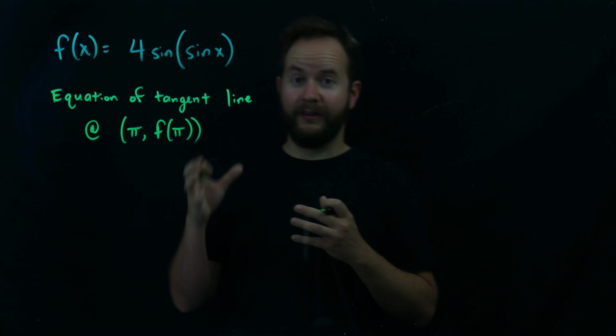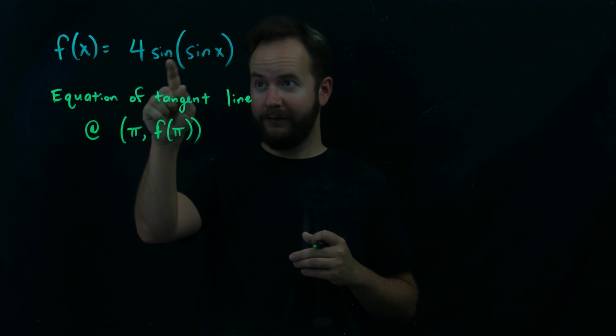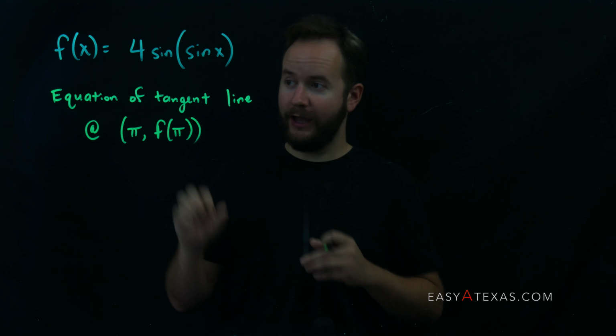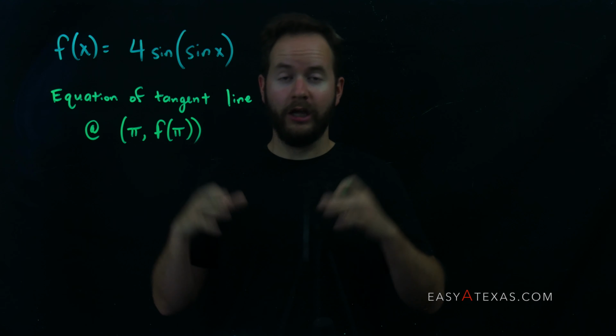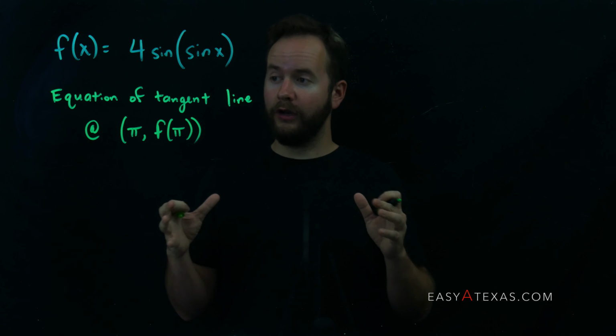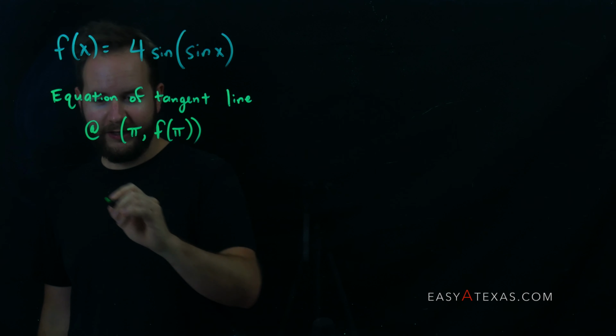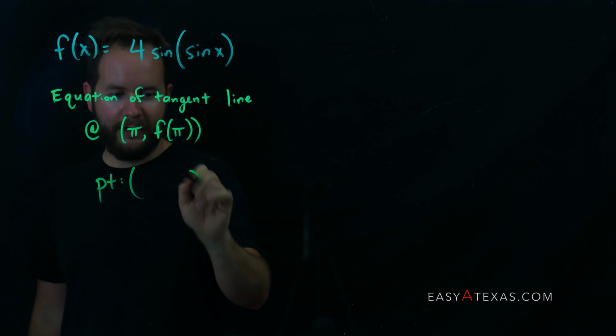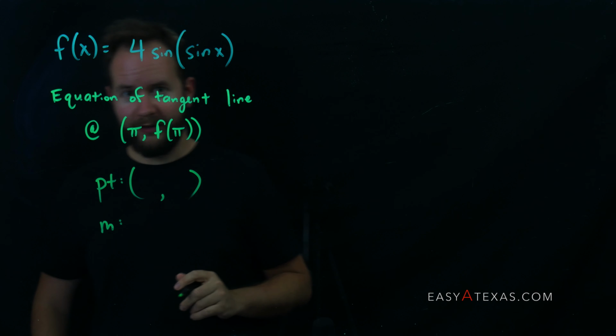This chain rule problem is asking us to find the equation of the tangent line to this function at pi, comma f of pi. Now, the phrase "equation of a tangent line" should set off alarm bells. Those alarm bells should say, hey, if I need the equation of a tangent line, I need a point and I need a slope. The point is easy enough to find.